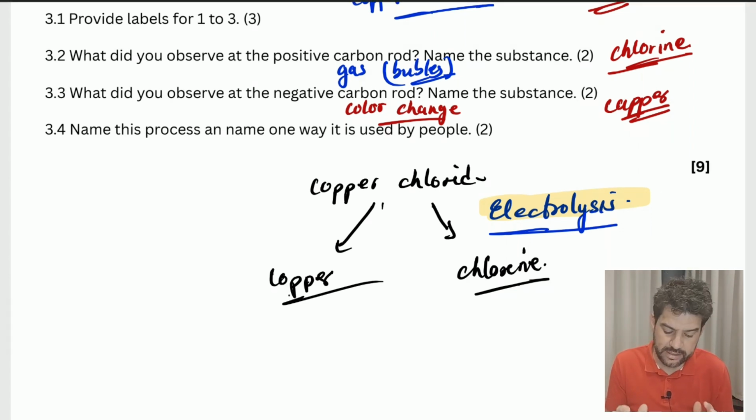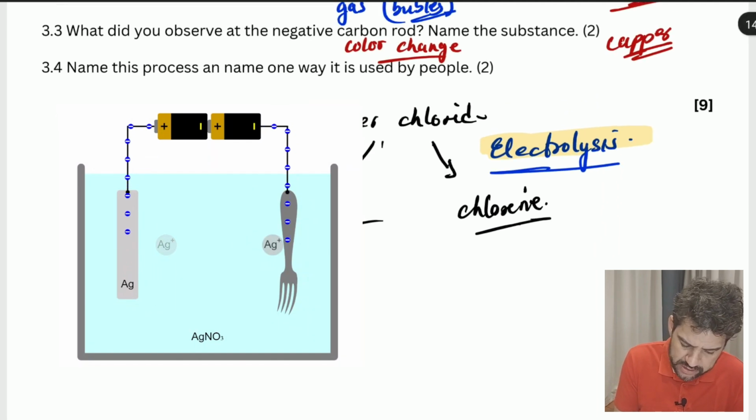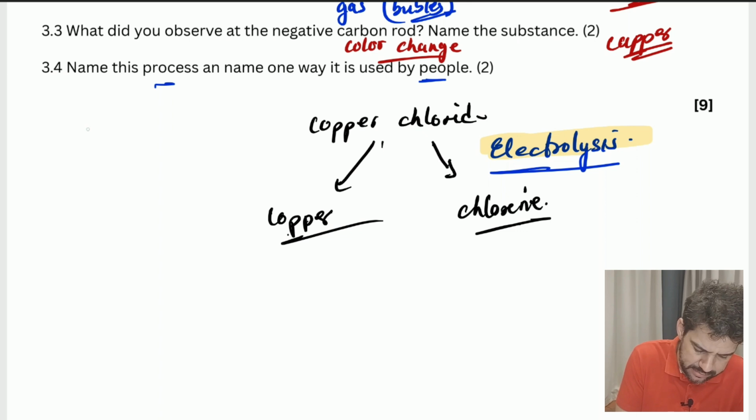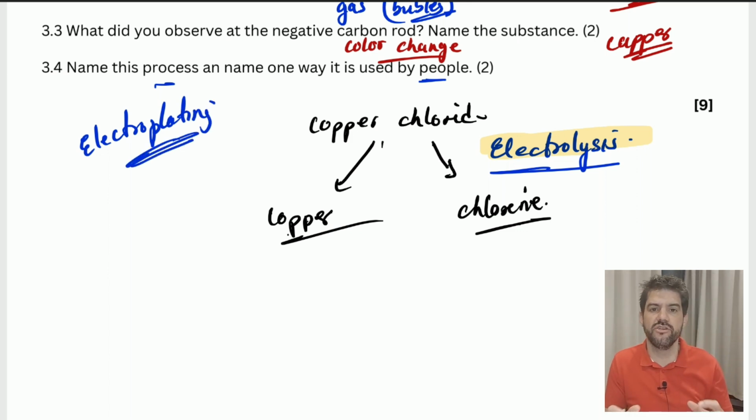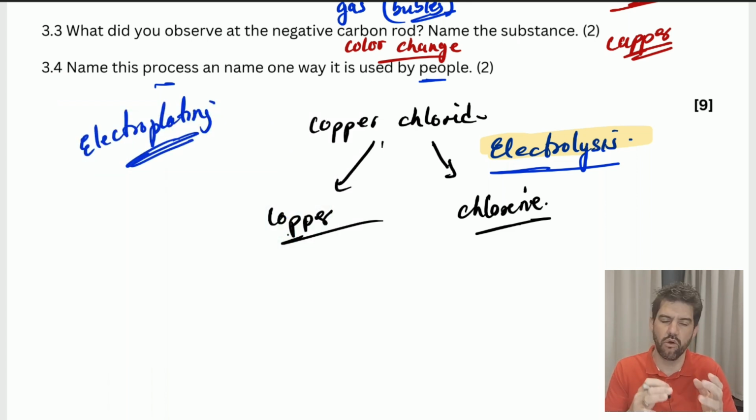And where do we use this process? In electroplating. The process that people use here is called electroplating. This is the process where we make, for instance, fake gold or fake silver. You have to create a layer around a specific substance to make it look like gold or silver. That is what we call electroplating.